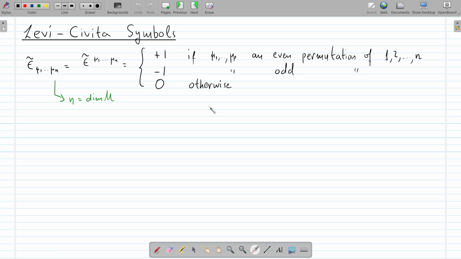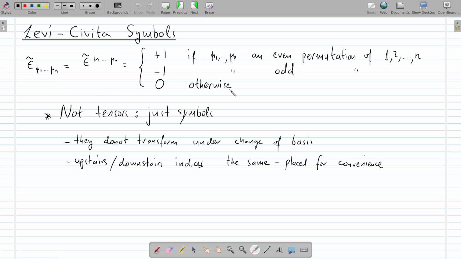Now let's consider the Levi-Civita symbols. So we define the symbols epsilon tilde of n indices, mu1 through mun, to be the ones that take three possible values. They are +1 if their indices are an even permutation of 1 through n, -1 if they're an odd permutation of 1 through n, and 0 otherwise. The otherwise case consists of cases where two or more indices are the same. So this is a completely antisymmetric symbol.